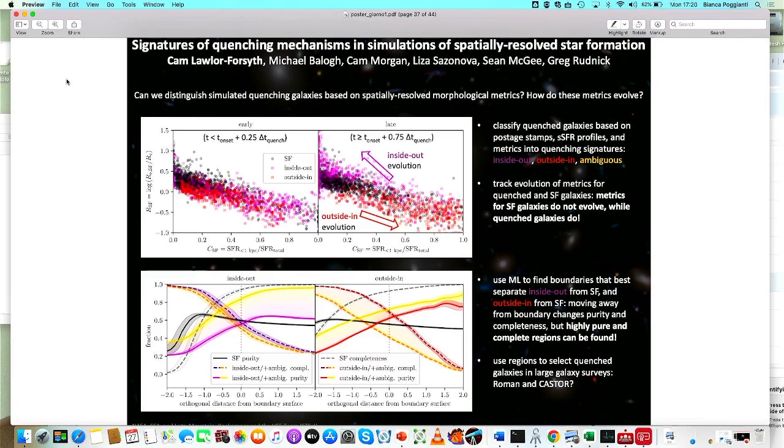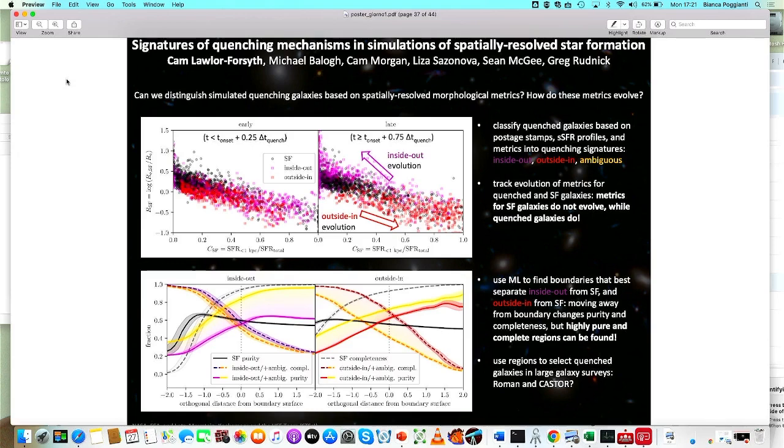So basically, using a set of morphological metrics, we can distinguish different quenching signatures or quenching pathways, whether that be galaxies that are quenching inside out or outside in, additionally separating them from star-forming galaxies. Moving past that, using a machine learning model, we can separate these different populations very cleanly in this morphological parameter space, and then also move to regions where the purity is very high or the completeness is very high. But you're going to have to make trade-offs in either capacity.